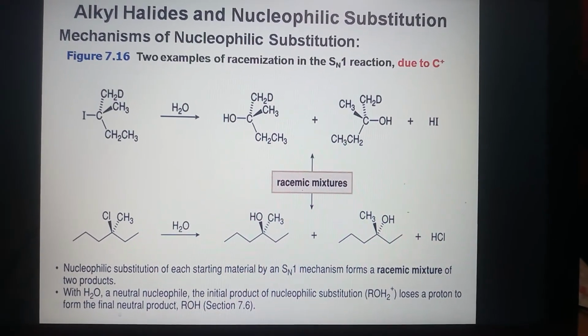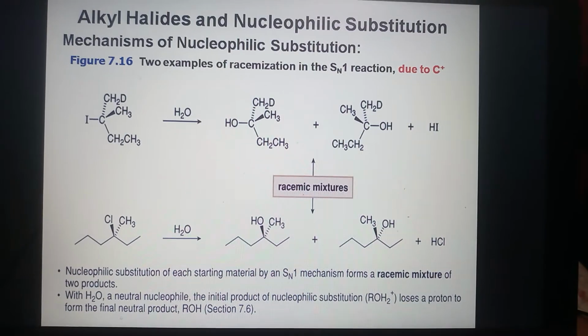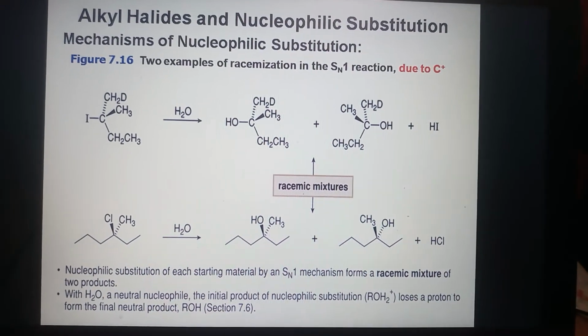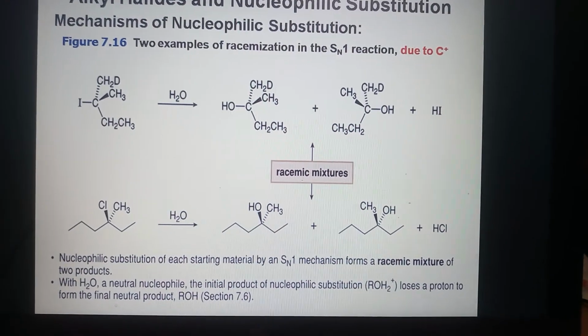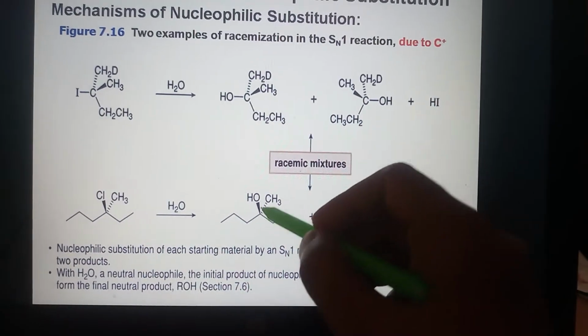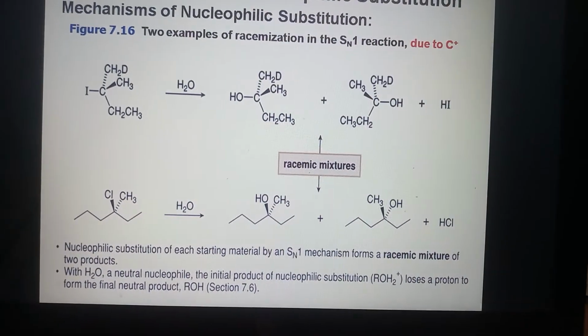The initial product of nucleophilic substitution is ROH2+, which loses a proton to form the final neutral product ROH, as you have seen here and here also.